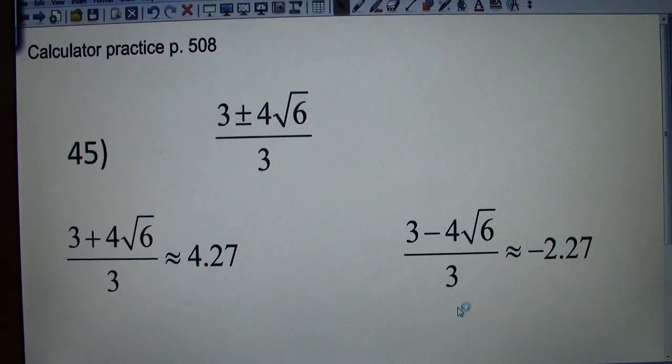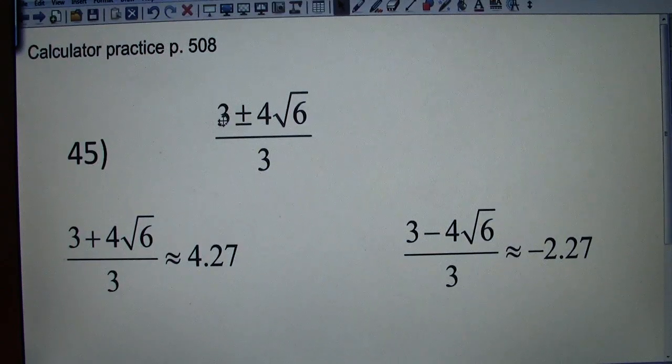Okay, now that you have your calculator, I'm looking at page 508 in your textbook, number 45, and I would encourage you to do several of these at home. We are going to work with expressions like this, and we are going to be able to use our calculator to find out what their answer is.